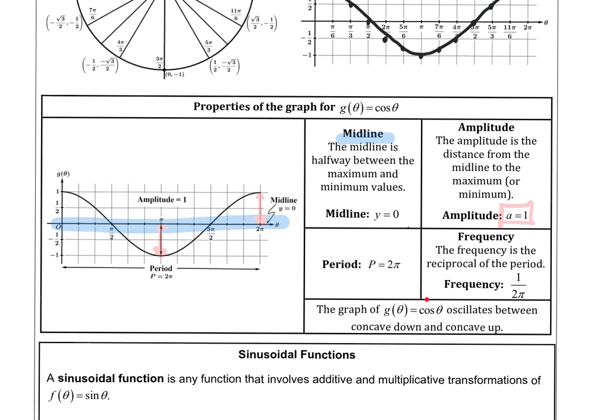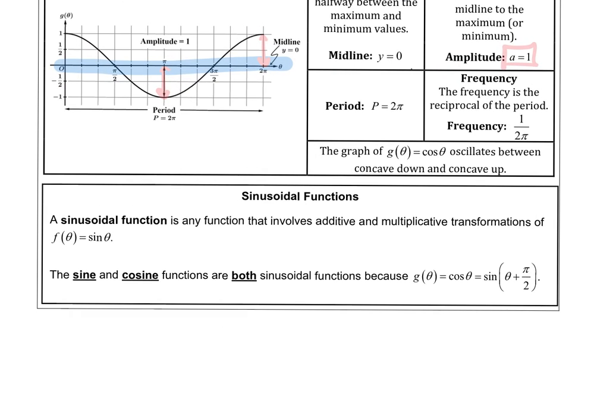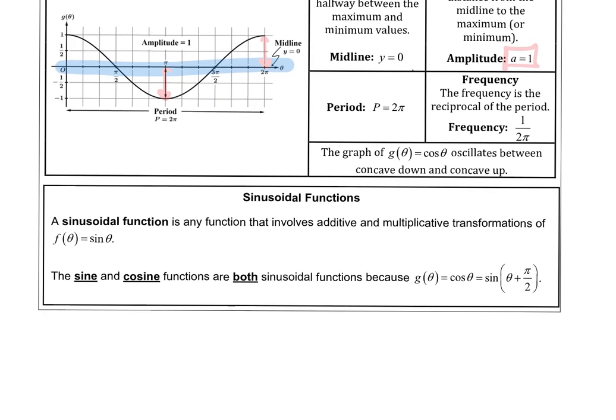The graph of cosine theta oscillates between concave down and concave up. You can see on this interval we're concave down. At this point of inflection, we turn concave up until the next point of inflection, and then we're concave down again. One thing about the sine and the cosine graph is they are what you call sinusoidal functions.